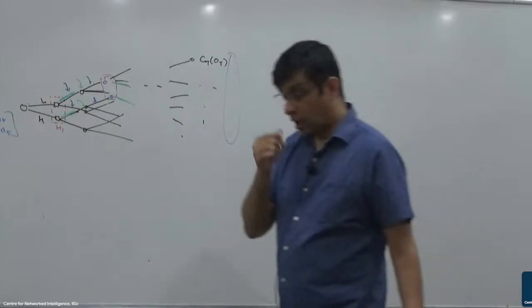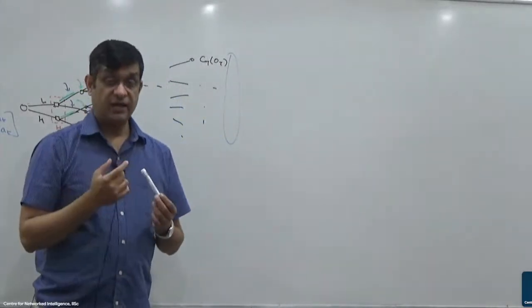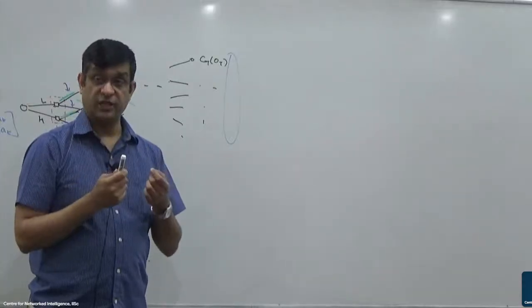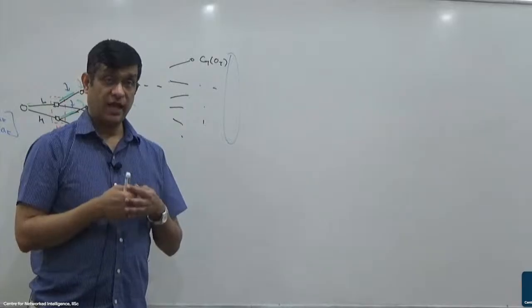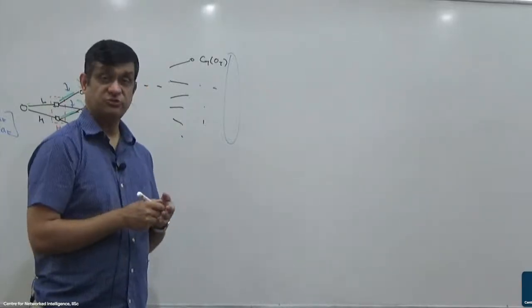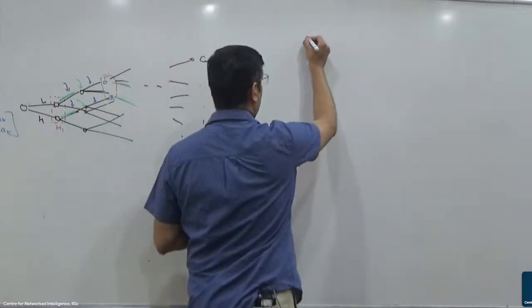So, I am going to now say that if I can find a way to compress the history such that certain properties are satisfied, then I can have a much simpler dynamic programming. So, this is the notion of information state.